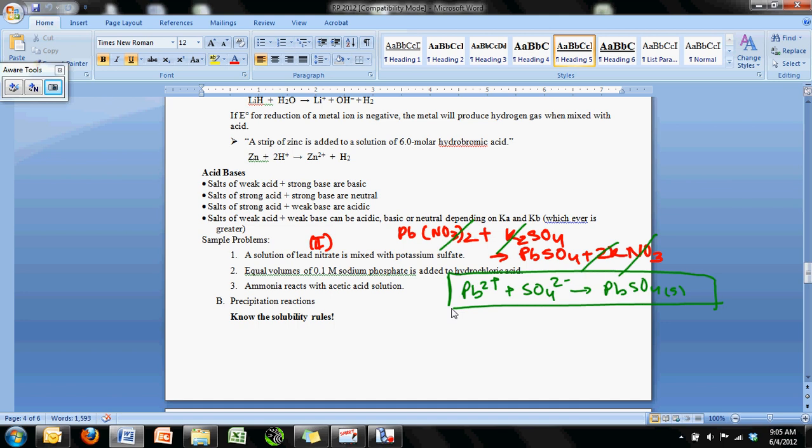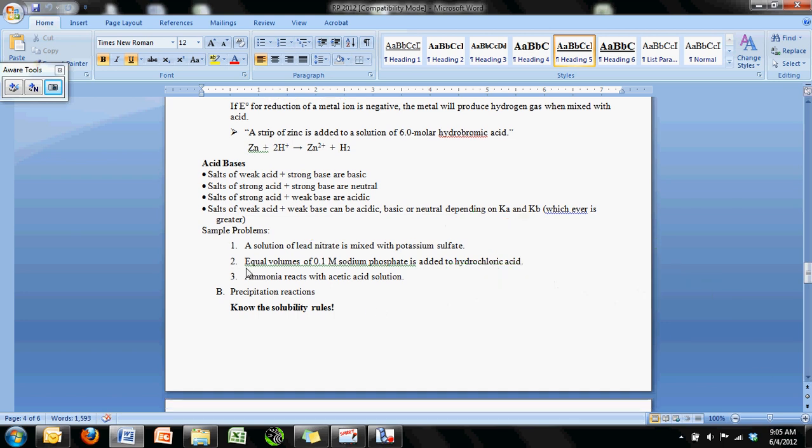Let's take one more sample problem, which is pretty interesting. It says equal volumes of 0.1 molar sodium phosphate is added to hydrochloric acid. So you have sodium phosphate and you're adding hydrochloric acid to it. Ideally, what you try to do is form sodium chloride and H3PO4, right? Well, if you do that, you have a little problem. What's the problem? To balance it, you get a 3 here and a 3 here.